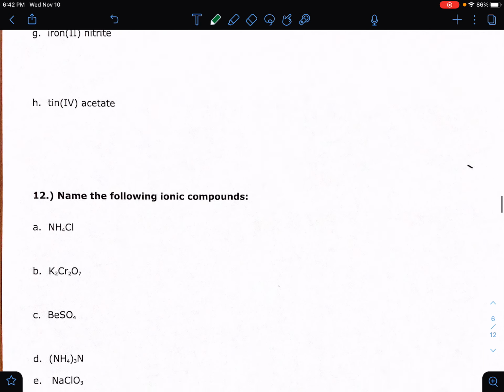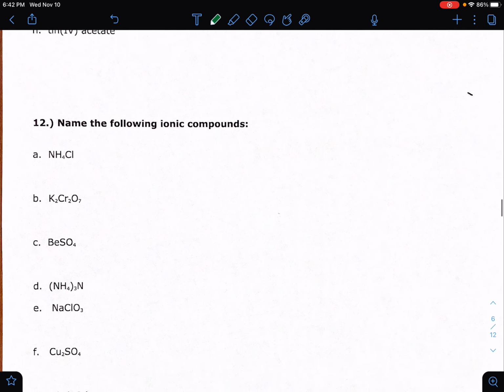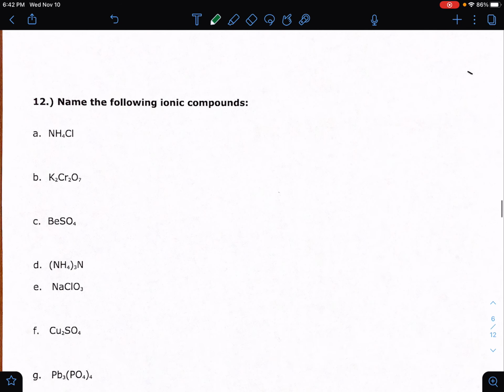Okay, so now we're going to move on a little bit. We're going to jump down because we're going to do a lot of practice here in a second on the table part. Okay, so name the following compounds. NH4Cl: NH4 is ammonium, so you're going to write ammonium. And then I look, it's just chlorine by itself, so that's going to be chloride.